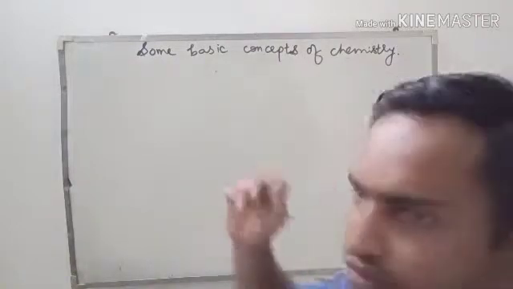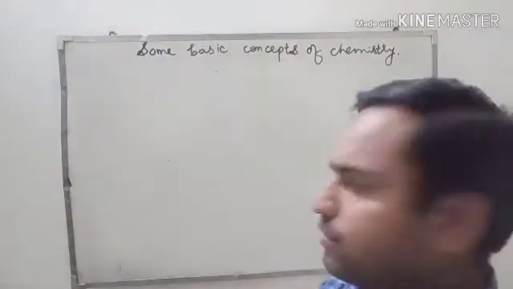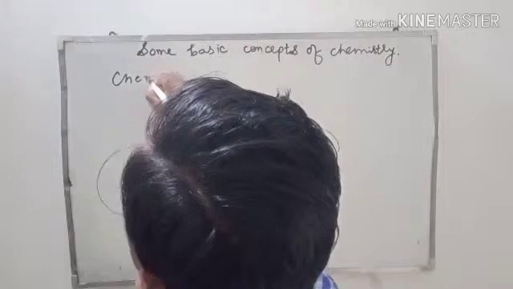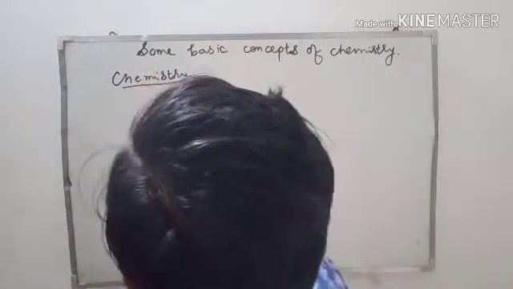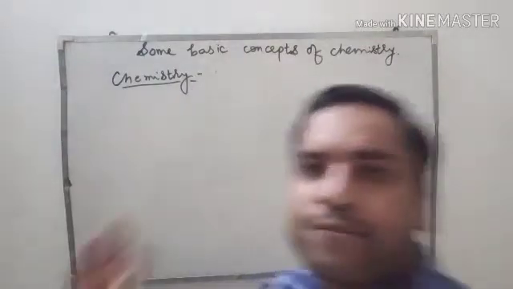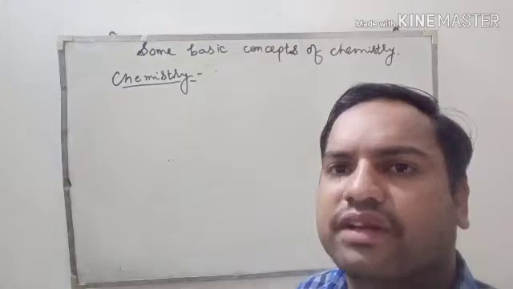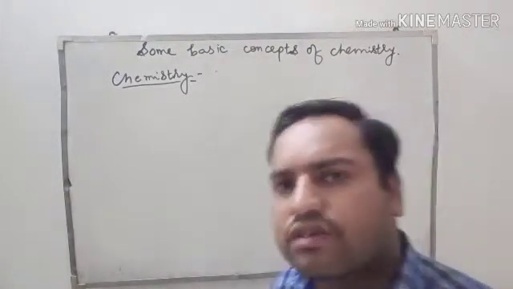So first we are going to start with the basic concepts of chemistry. So chapter 1, first we should start with what is chemistry. So what do we mean by chemistry? Basically, chemistry is the branch of the science in which we deal with the properties, with the structure, composition.